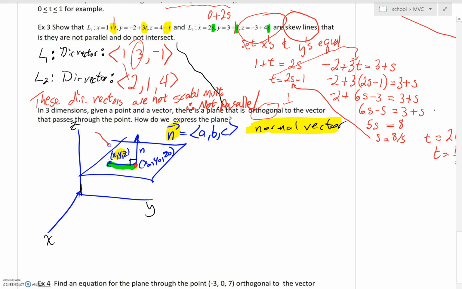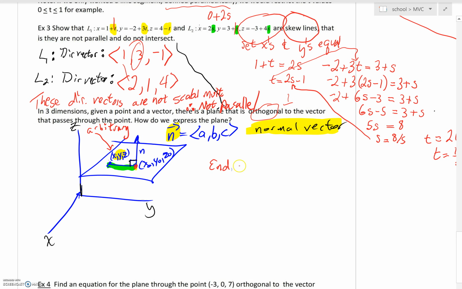And then here's an arbitrary point, one that's not specifically named. It's just variables, x, y, z. And you can see in green, we have a vector in the plane. So let's find that green vector. We're going to do end minus beginning. And that's going to be x minus x naught, y minus y naught, and z minus z naught. So this is a vector in the plane.